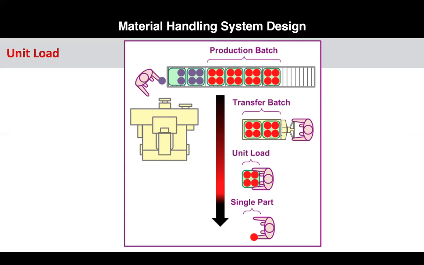And then the operator pulls out a single piece. So the unit load here is 4. You can see here that the machine is processing the equivalent of 4 unit loads. The transfer batch is moving 2 unit loads at a time, and then one unit load is put at the workstation at a time, and then the operator is pulling one piece out of the operation at a time.